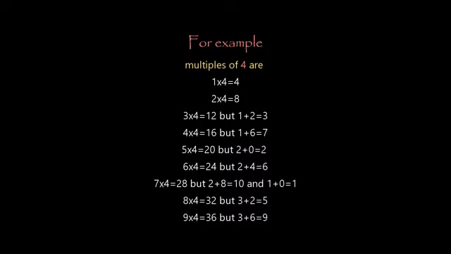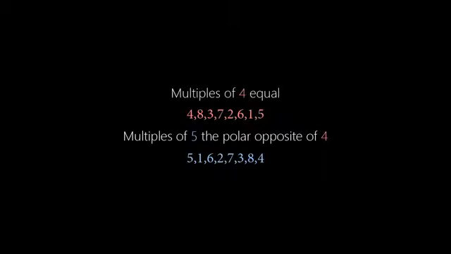4 times 4 equals 16, but 1 plus 6 equals 7. 5 times 4 equals 20, but 2 plus 0 equals 2. 6 times 4 equals 24, but 2 plus 4 equals 6. 7 times 4 equals 28, but 2 plus 8 equals 10, and 1 plus 0 equals 1. 8 times 4 equals 32, but 3 plus 2 equals 5. 9 times 4 equals 36, but 3 plus 6 equals 9. So multiples of 4 equal 4, 8, 3, 7, 2, 6, 1, 5.